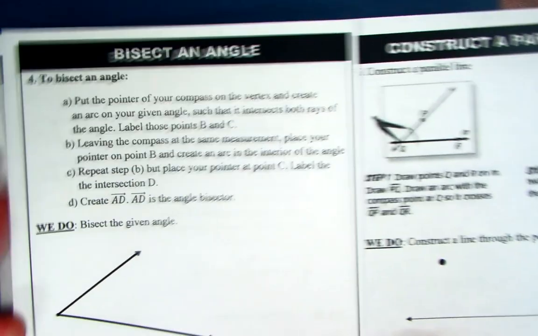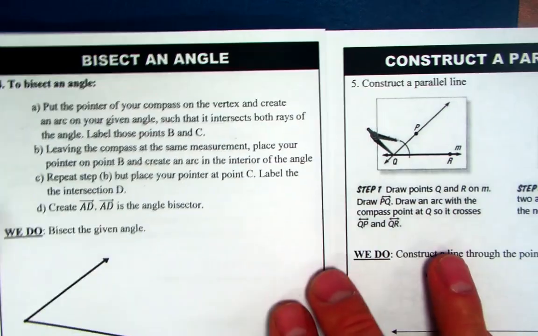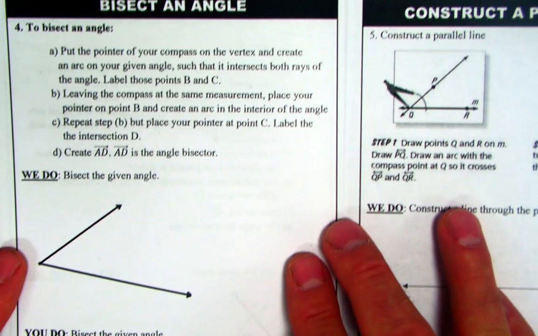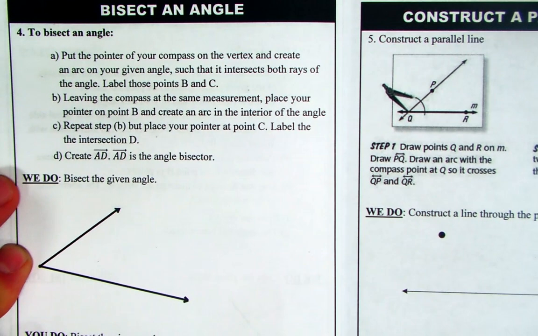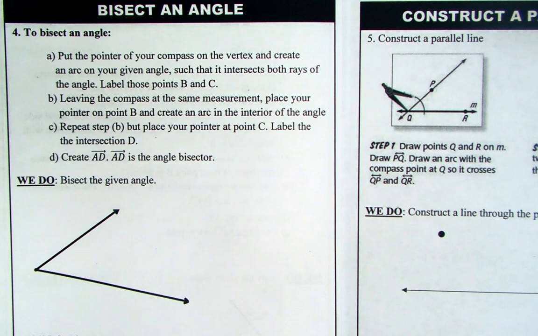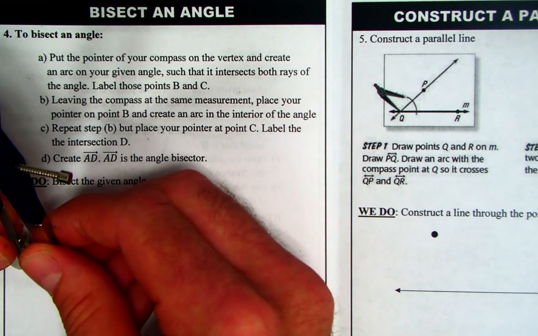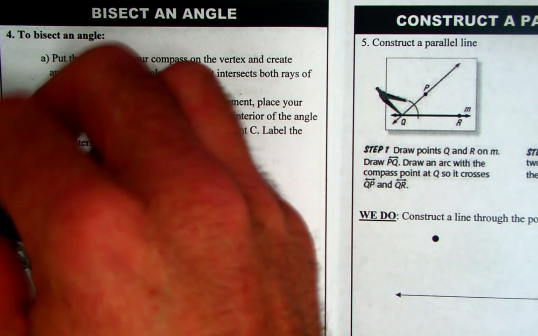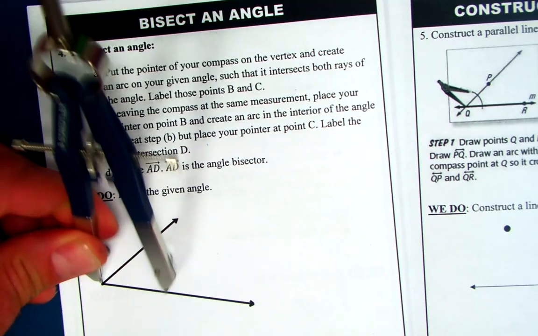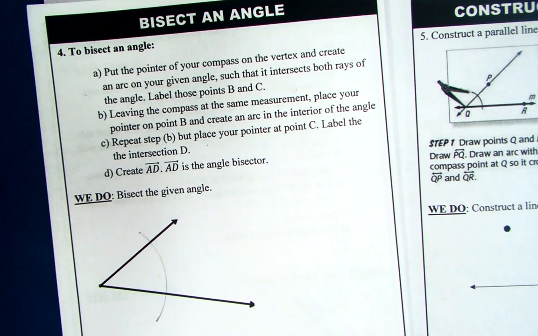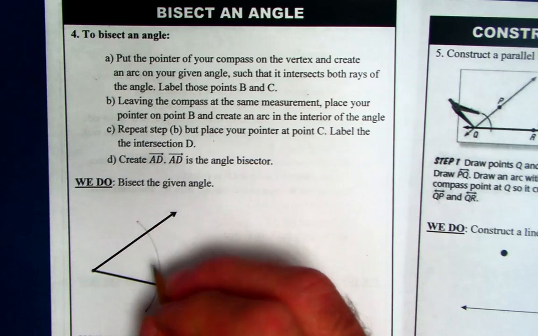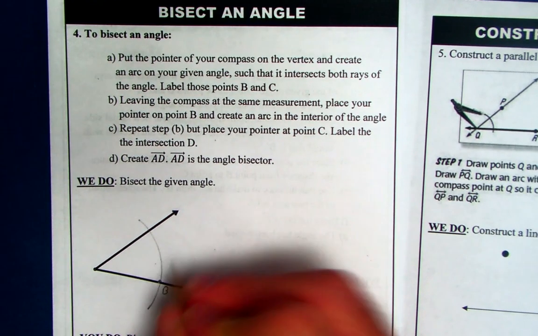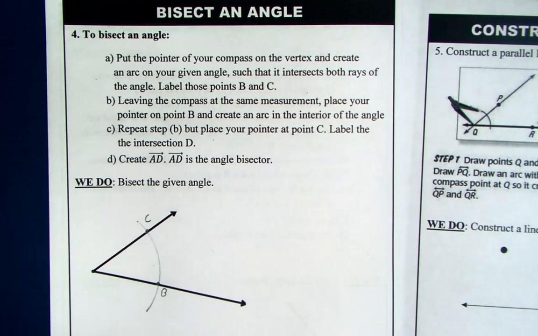Well, now we're going to cut an angle in half. We're going to bisect an angle. To bisect an angle, we're going to put the point of your compass at the vertex and create an arc. Okay, so similar to what we've done before. Just put your compass at the vertex, open up your compass, and make an arc. Okay, we have two new points, so we're going to label them B and C.